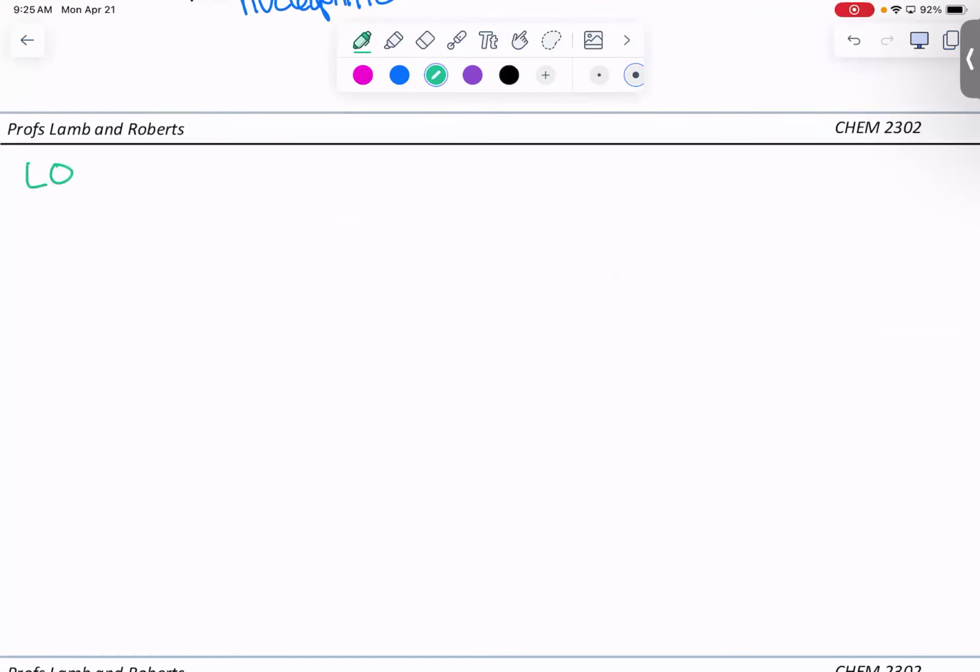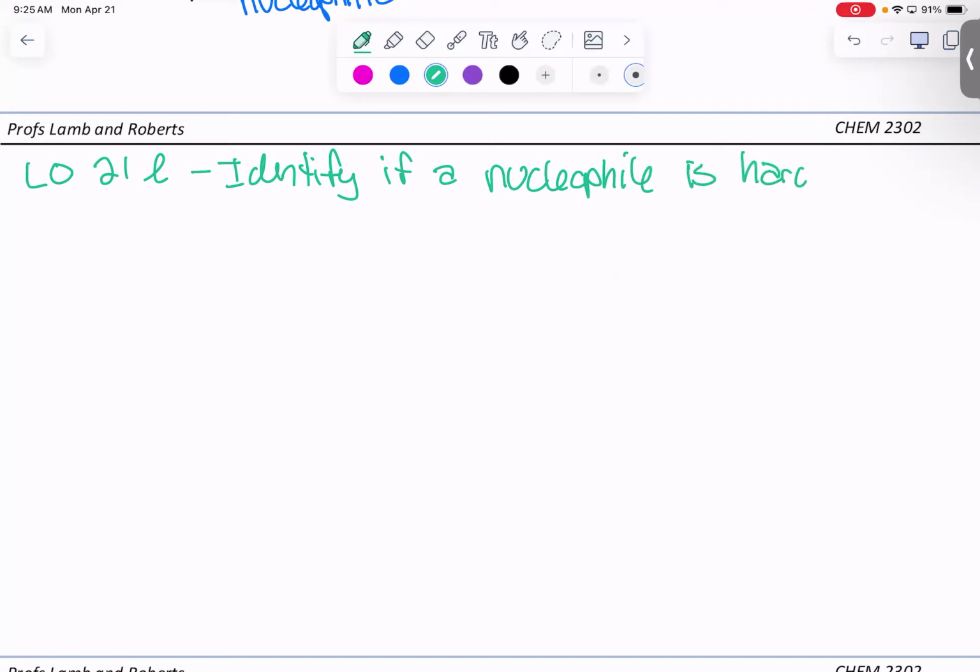So this is going to be learning objective 21L, and this is going to be to identify. Whenever we have an identify learning objective, there's probably going to be a bunch of options, and we need to figure out which of those matches. So identify if a nucleophile is hard or soft. We've talked about hard, soft, acid, base theory previously, and this comes into play with nucleophiles as well. This is 21.9 in your book.